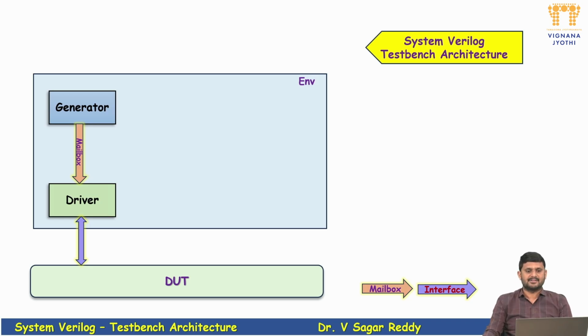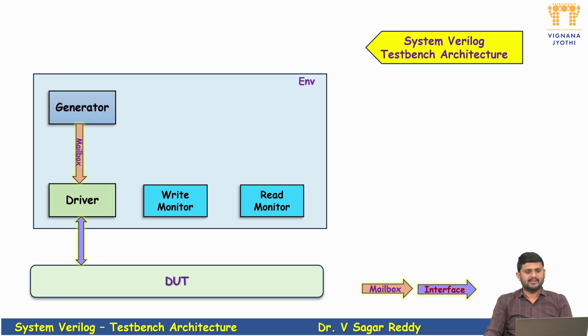The next one is the interface, shown as a purple bidirectional arrow at the bottom. It is also a SystemVerilog construct that bundles all the signals between the test bench and the DUT into one single connection. So instead of passing 20 individual signals separately, you pass one interface handle. The driver writes to it, the monitor reads from it, and the DUT is connected to it. Simply, the mailbox connects the test bench components to each other, whereas the interface connects the test bench to the DUT. Two channels, two different jobs.